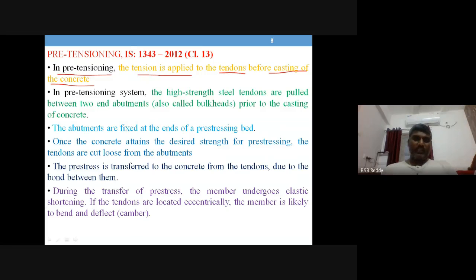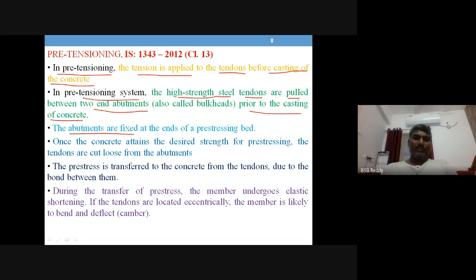Okay, so pre-tensioning means what? Tension is applied to the tendons, means you have a tendon, so pull the tendon, apply tensile force that will create tensile stress in the tendon before casting of the concrete. So first you pull the tendon, then hold it, then you prepare the concrete. That is what is called pre-tensioning technique. In pre-tensioning system, the high strength steel tendons are pulled between two end abutments, and we will be discussing with a diagram also. You will understand better what those abutments are, prior to casting of the concrete.